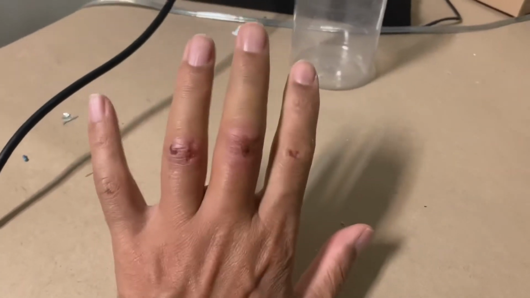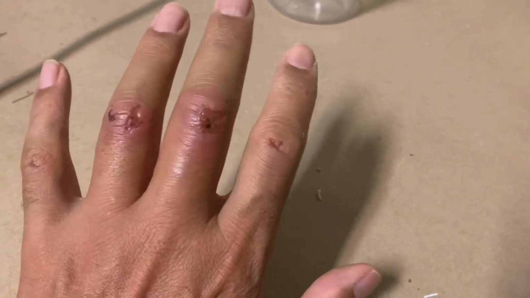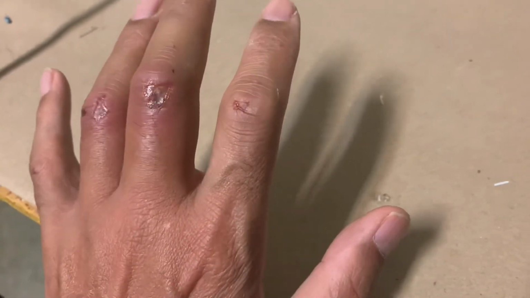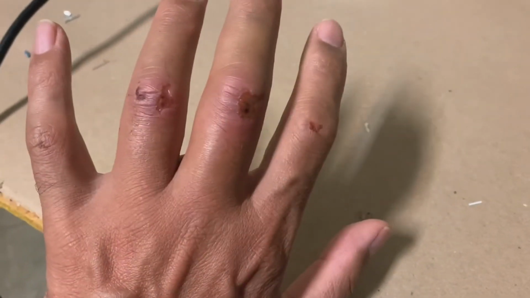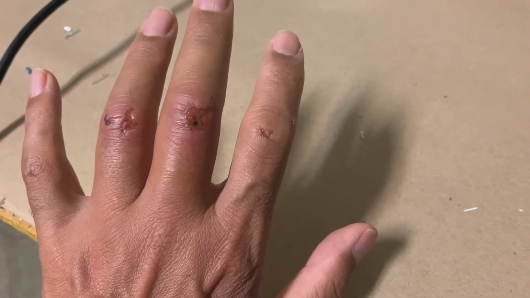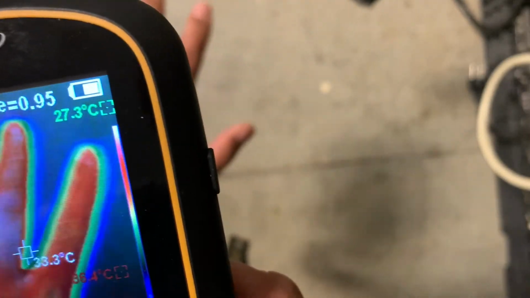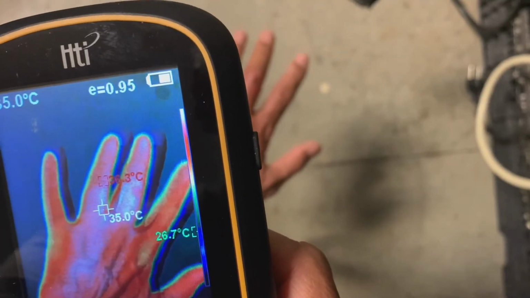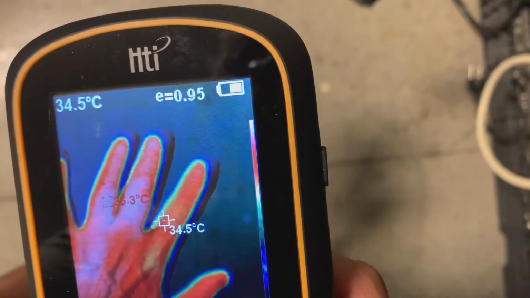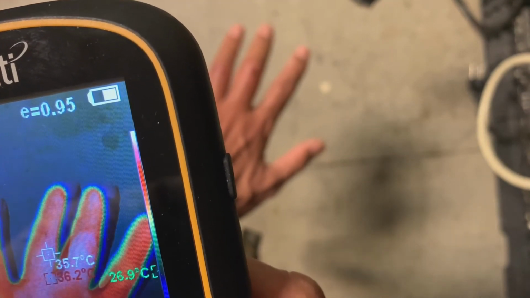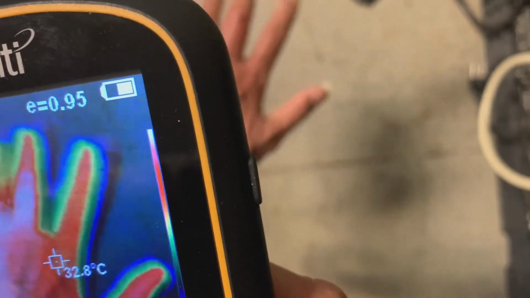Now, I recently got injured doing some whitewater rafting, and two of my fingers got infected. So I'm going to show you how this infection looks like with the thermal camera. And here's a normal finger, which is my pinky, and my index finger. But look at the infected fingers. So the two white-looking fingers are infected in the 37 degree range, and the other fingers are normal.